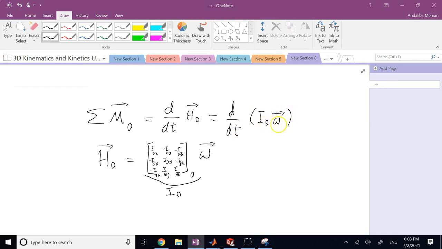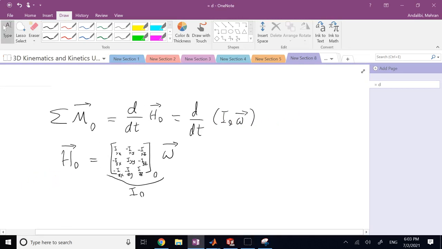So now when I take a derivative here, what happens? I have the product of two terms, IO and omega. And the matter of fact is this omega vector, depending on which axis you write it about, then the components of that can change with respect to time as well as the orientation.